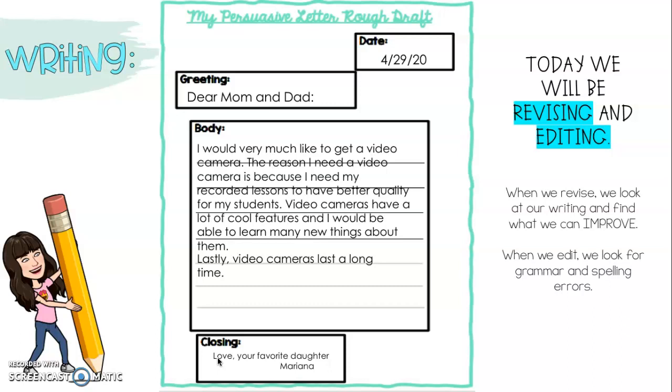I'm going to read my letter and look for something that I can improve. Dear Mom and Dad, I would very much like to get a video camera. The reason I need a video camera is because I need my recorded lessons to have better quality for my students. Video cameras have a lot of cool features, and I would be able to learn many new things about them. Lastly, video cameras last a long time. Love, your favorite daughter, Mariana.